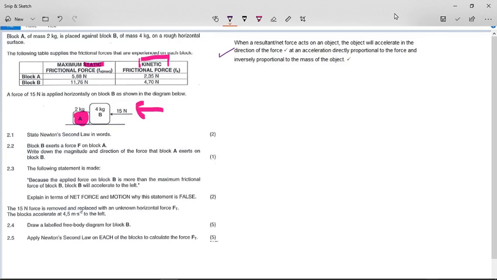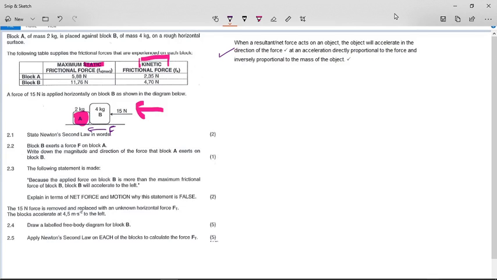So it now says to you block B is exerting a force F on block A. So there's block B. Can you see it's exerting a force on block A, and block A is to the left of it, so the force must be going to the left. It says now write down the magnitude and direction of the force that block A exerts on block B.